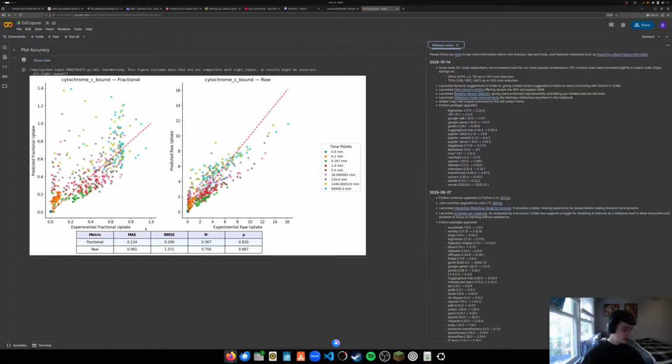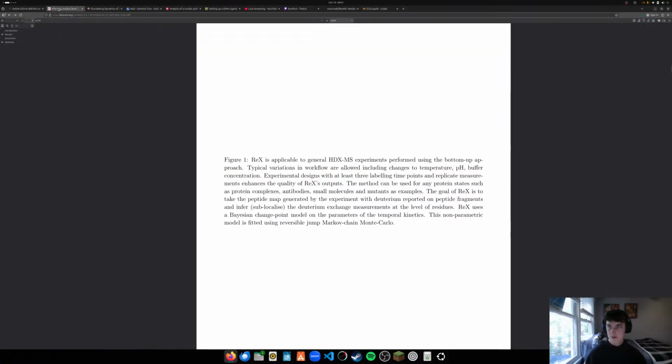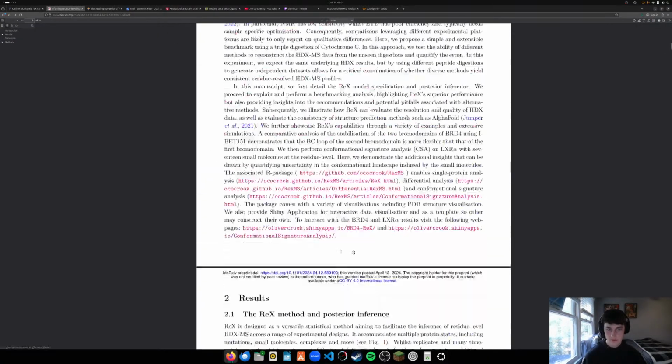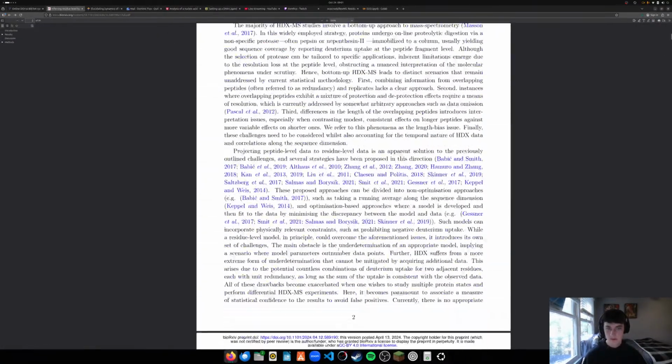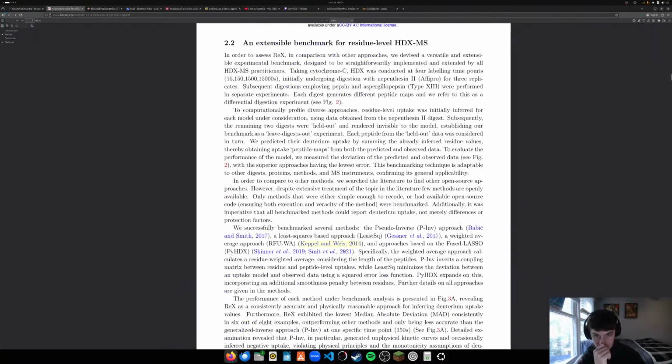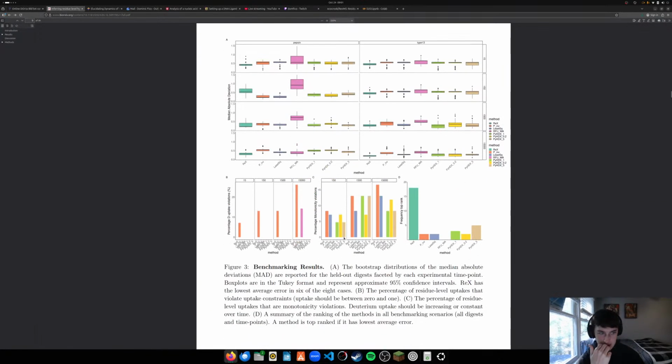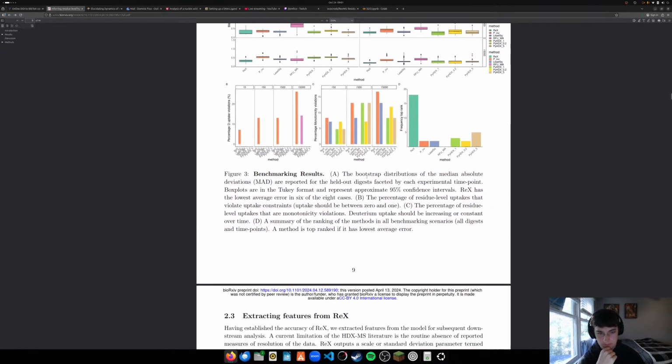So I don't know if you did fractional uptake or raw. I think you probably did raw. Which honestly, if you did raw, then you should have better numbers, I think. Or he probably has good numbers. I just don't know how to interpret this. Median absolute deviation.